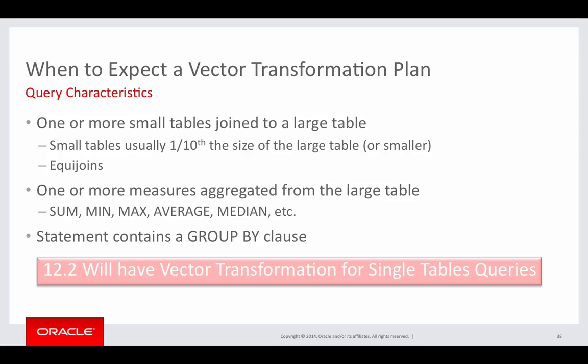We also need equality joins between these dimensions and the fact tables. Of course, the query needs to have some type of measure in it that's going to trigger aggregation. So for example, maybe it's a count distinct, a sum, a max, a min, something along those lines needs to be in the query in order to get it to generate it. And of course, your query needs to contain a group by clause.